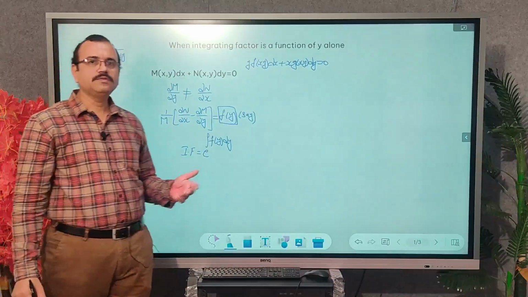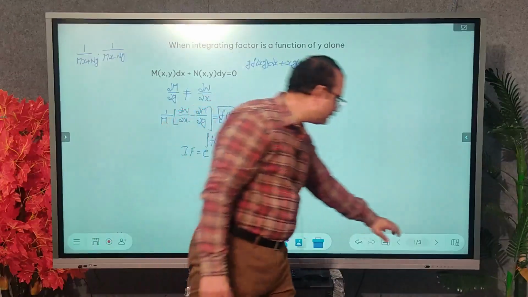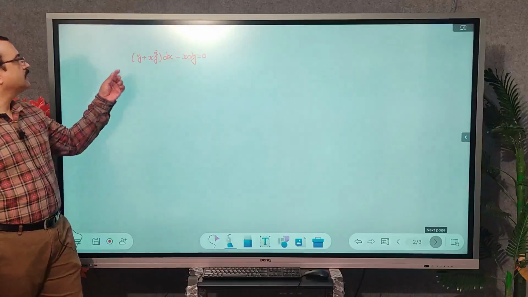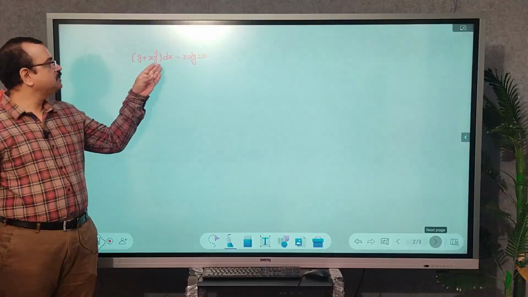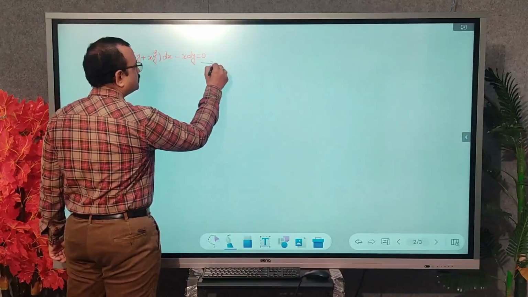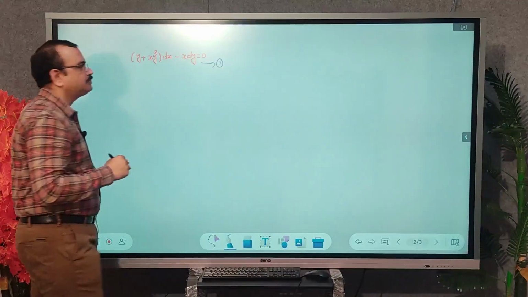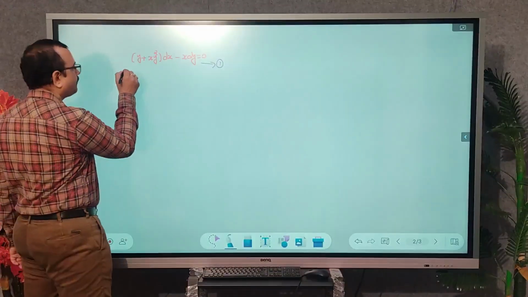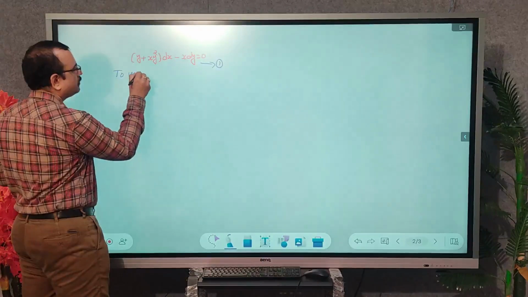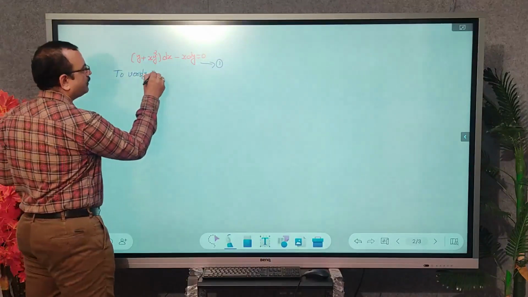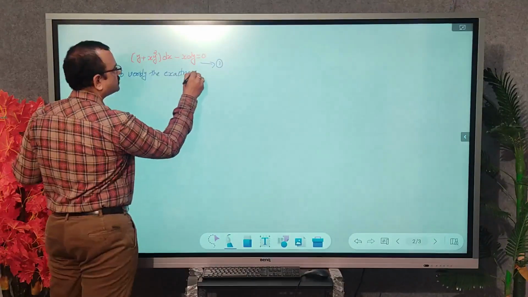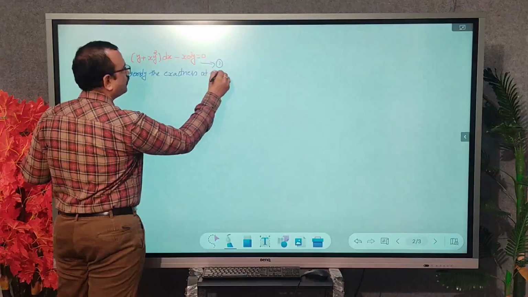Now we will see this with the help of one example. If the problem is given something like this, y plus xy square dx minus x dy is equal to 0, as usual you take this as equation 1. First of all we will check whether it is exact or not, to verify the exactness of equation 1.